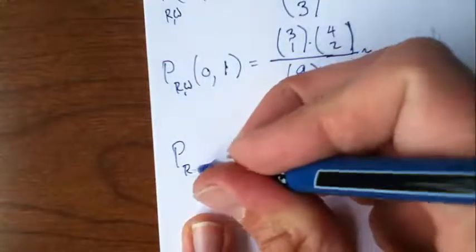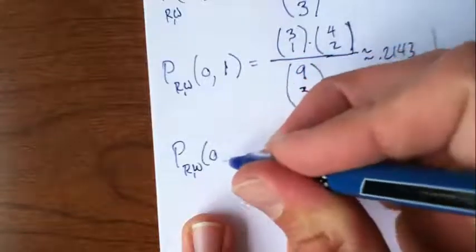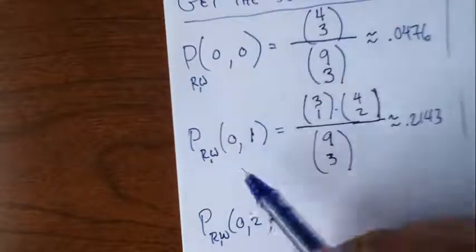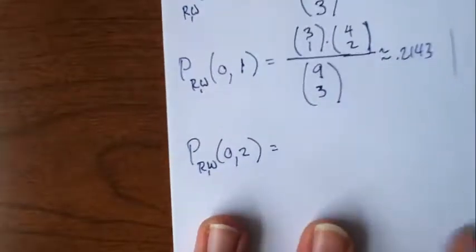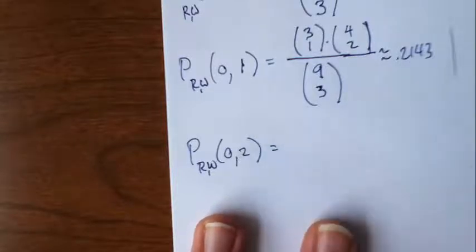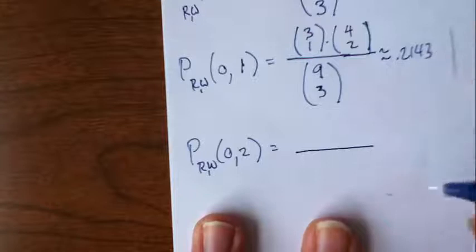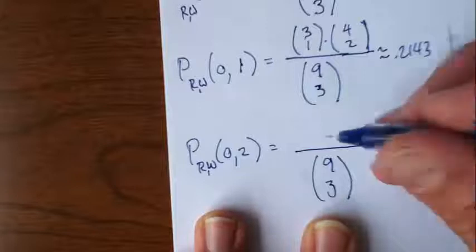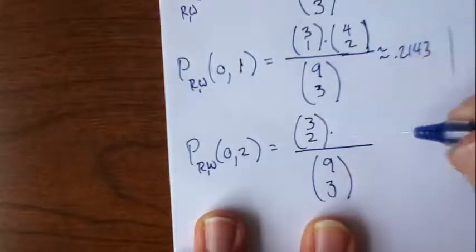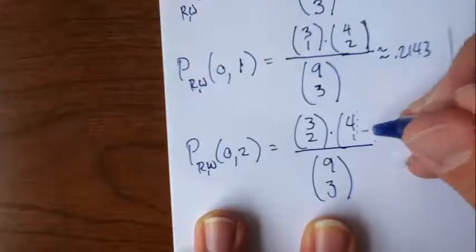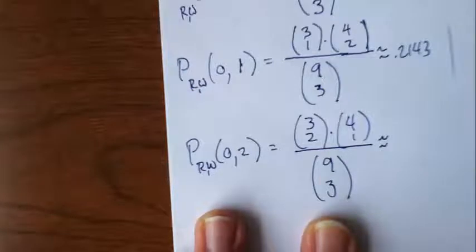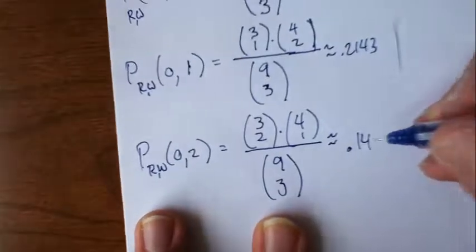Again, I'm after the joint probability mass function, so I've got to calculate these probabilities for all possible values. What's the chance that I see no red and exactly 2 white? Again, I've got 9 choose 3 in the denominator. No red, 2 of them are white, so that's 3 choose 2, times the other one has to be blue, 4 choose 1 ways to do that. With my calculator, I get about 0.1429.